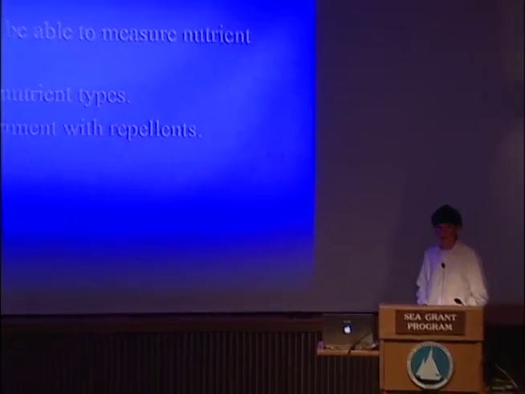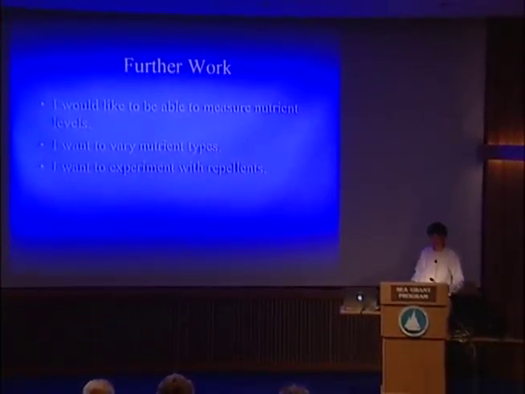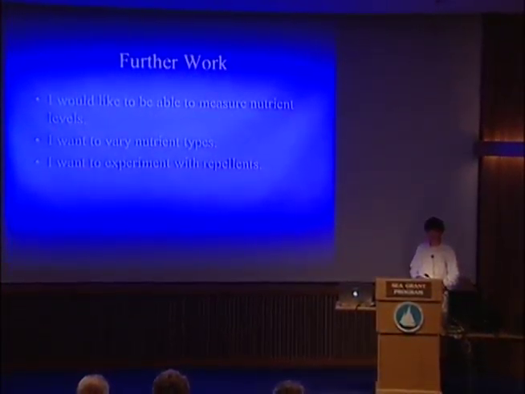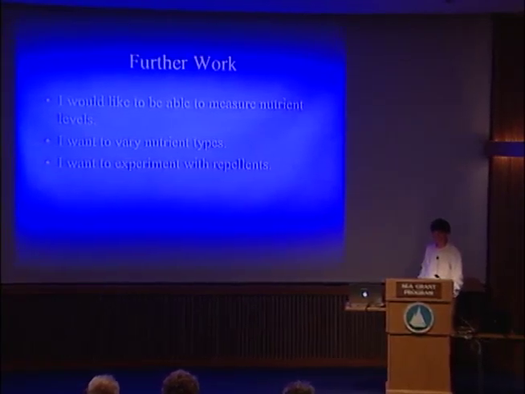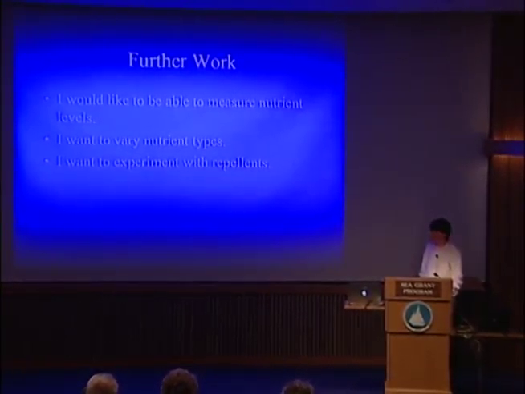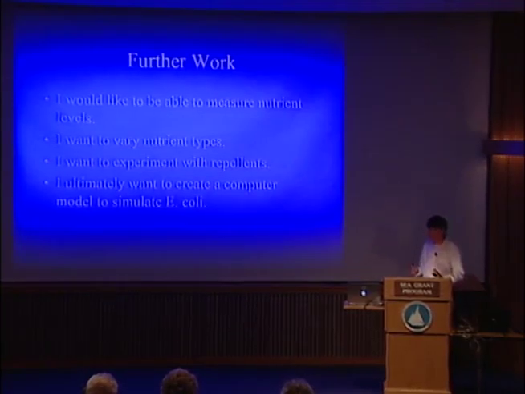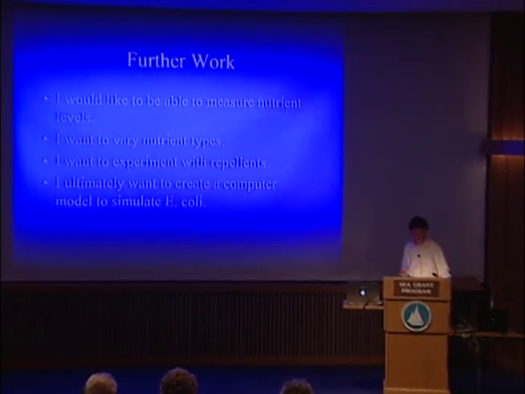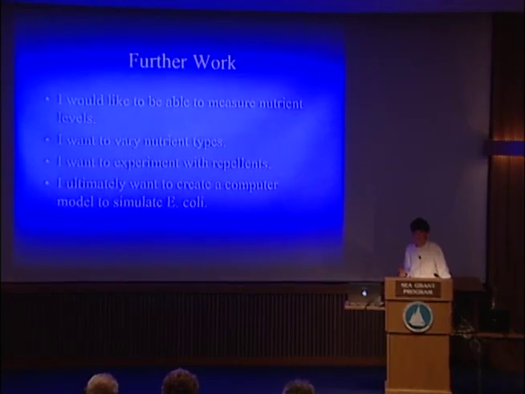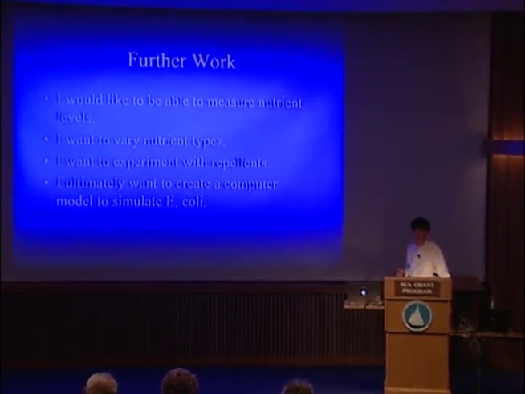For further work, I'd like to be able to measure the nutrient levels. Right now I'm only guessing at them, but if I could measure the nutrient levels, which I'm going to try to do, then I could verify the conclusions that I reached here. I'd also like to vary the types of nutrients that I use, possibly to see what it is in the Luria broth that the E. coli are most attracted to. And I'd also like to experiment with various repellents, to see what will drive the E. coli away and what their patterns of movement will be for that, maybe a pH change or some toxin.